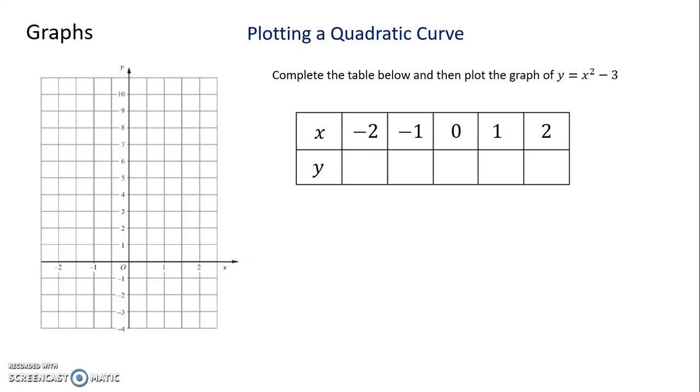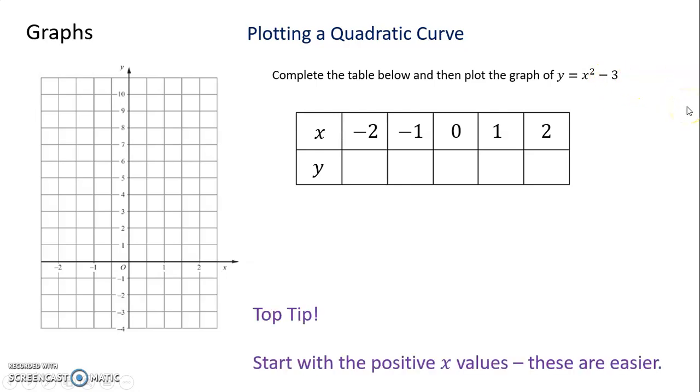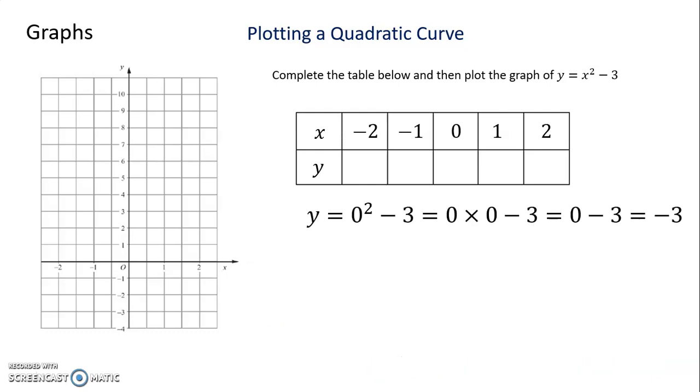Okay, so we're going to move on to a slightly more complicated version of a quadratic now. y equals x squared, subtract 3. So what we need to do is square the x value and then subtract 3. And again, I'm going to start with the positive x values because those are easier. So when x is 0, I'm going to square 0 and then subtract 3. So 0 times 0, subtract 3. I've got to do BIDMAS, so I'm multiplying first. That's of course just 0. Then I can subtract the 3 and that gives me negative 3.